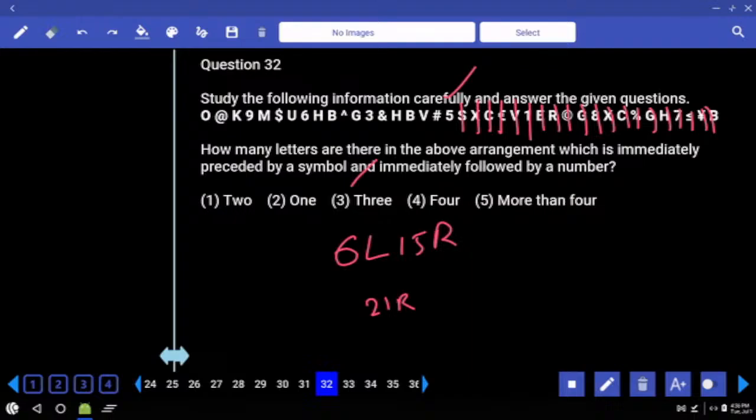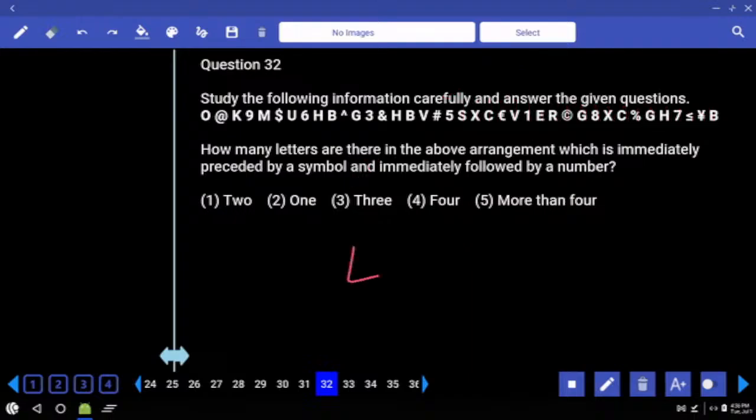Then 32, how many letters are there which are immediately preceded by symbol and followed by number? Sequence must be symbol, letter and a number. Now symbol, letter and a number, symbol, letter and a number. Isn't it?